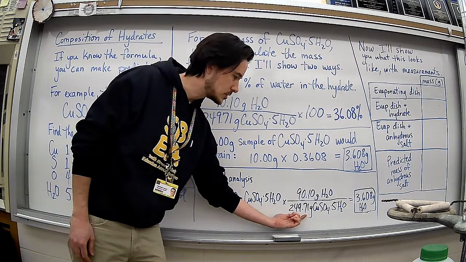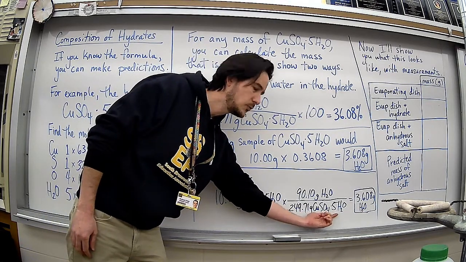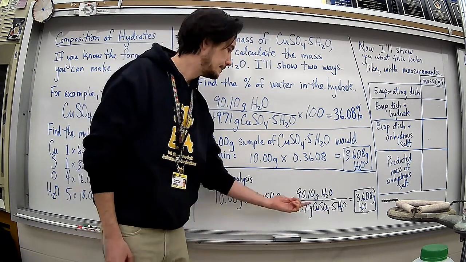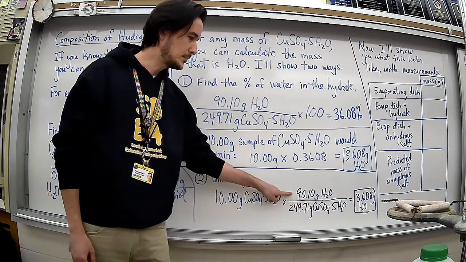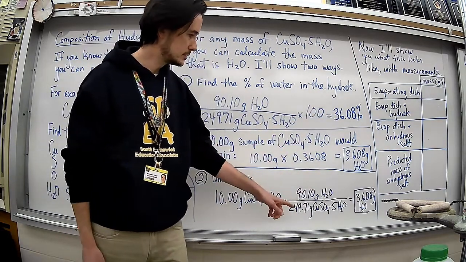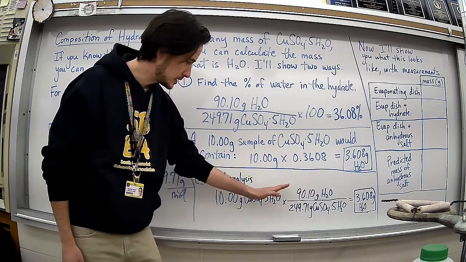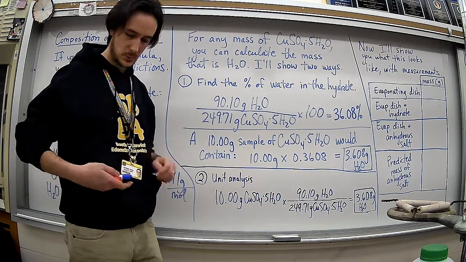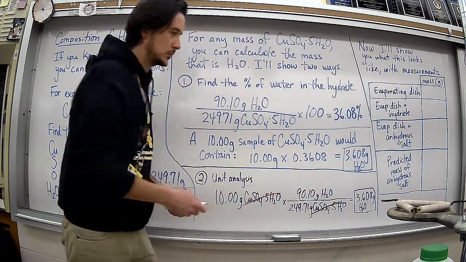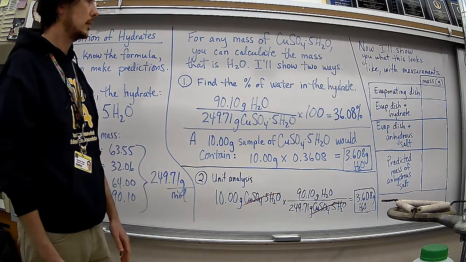Notice, I'm just writing, for every 249.71 grams of the whole formula, copper II sulfate pentahydrate, you can see that there are 90.1 grams of water. So you're just multiplying by that 0.3608, but it just looks nice, right? These units would cancel out, and you're left with grams of water. It just looks nice. All right, so either one is fine.